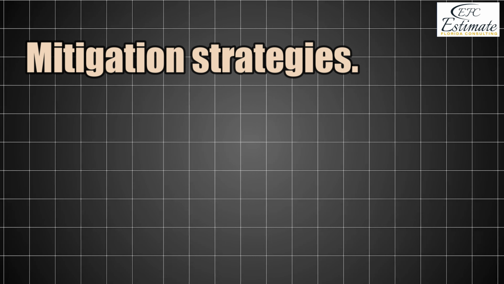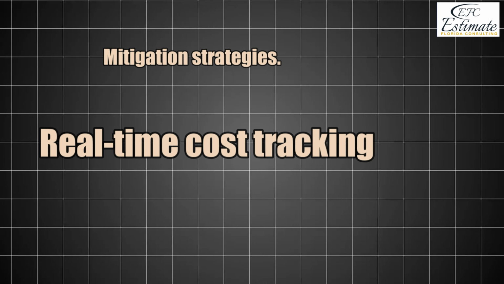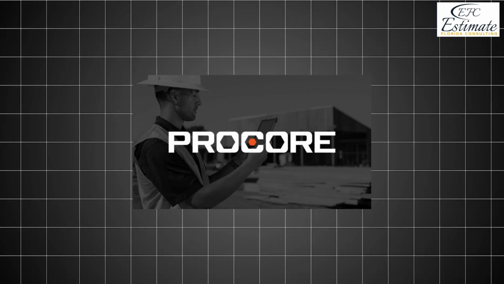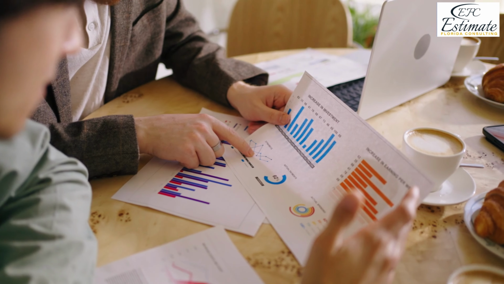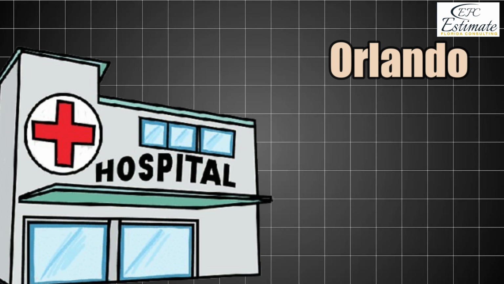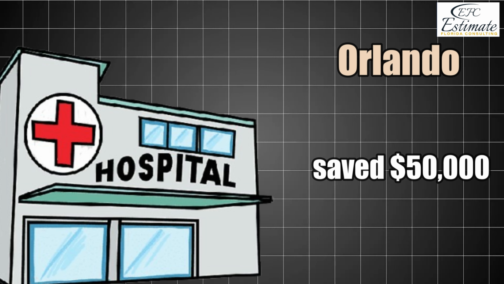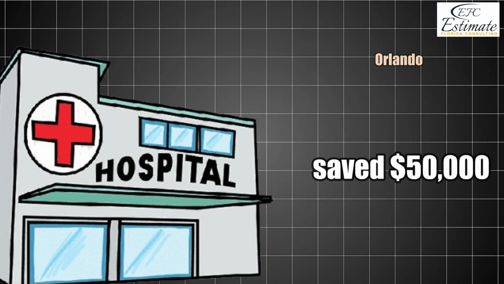Mitigation strategies. Real-time cost tracking. Digital tools like Procore allow you to track expenses in real time, helping you identify budget issues before they escalate. Example: a hospital project in Orlando saved $50,000 by flagging unnecessary overtime costs early.